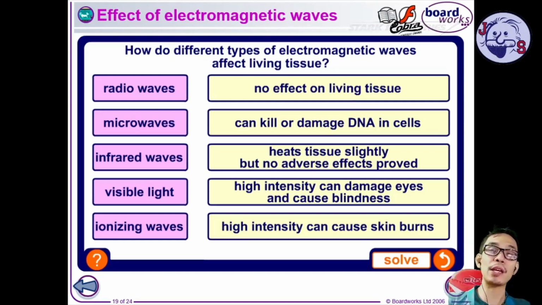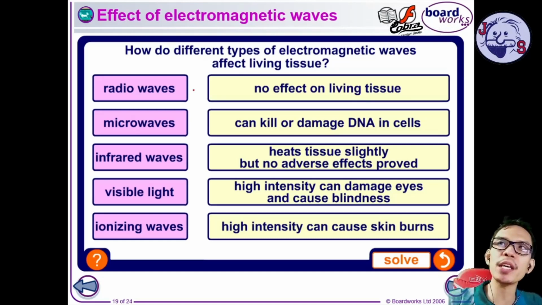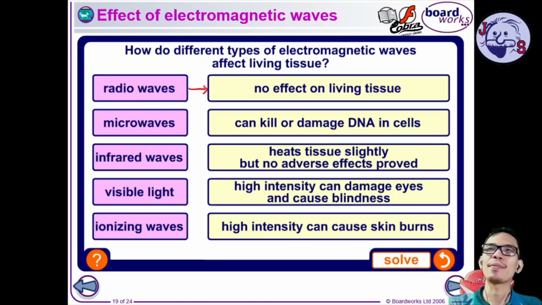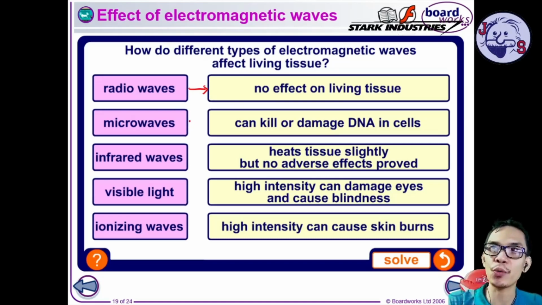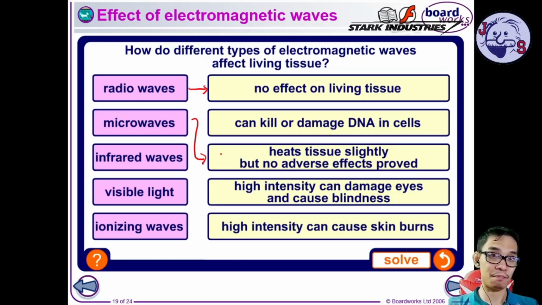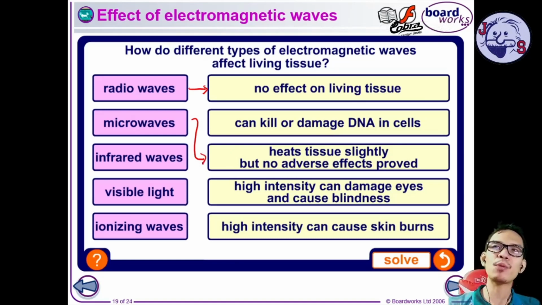First is the radio wave. Obviously, the radio wave has no effect because it has low energy. Next, microwaves have slightly higher energy compared to radio waves, so they will just heat up our body, but not in a high amount. Next we have infrared. Infrared waves will increase our body temperature.